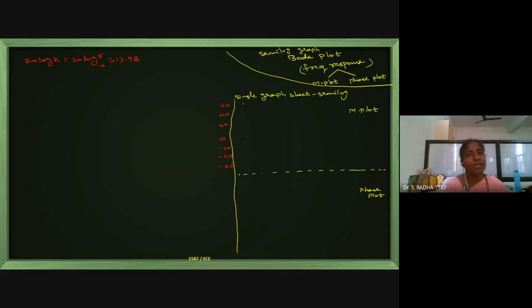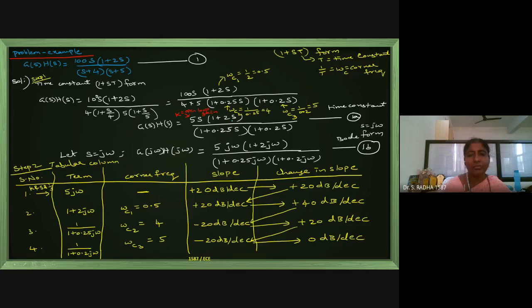And now the initial value is 13.98. I have to start on the y-axis, somewhere here 13.98 will come. Starting point of the Bode plot is 13.98. From here I have to start. If you go to the table, initial slope is plus 20 dB per decade.